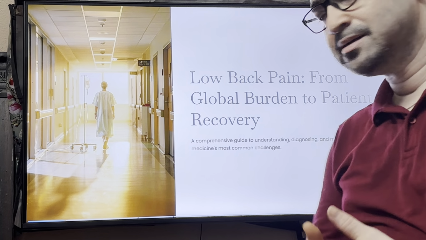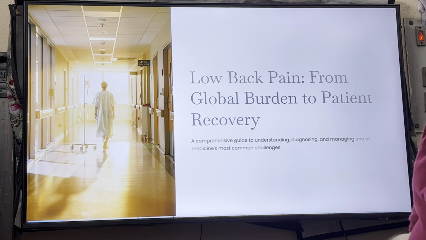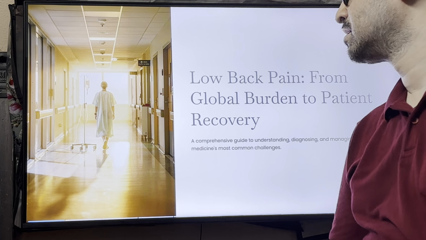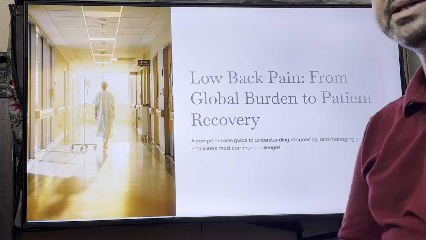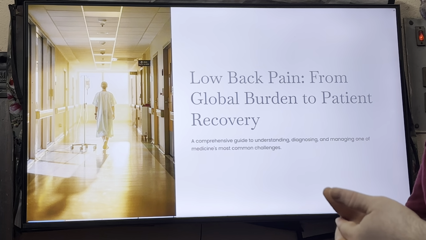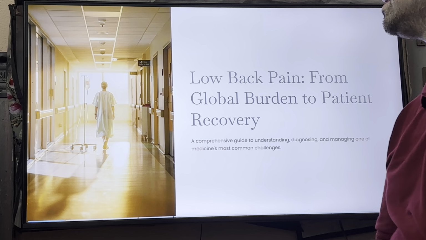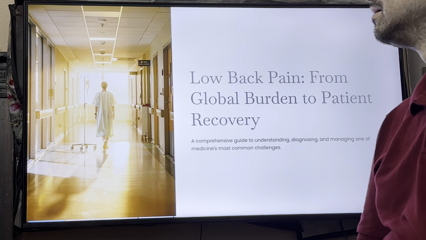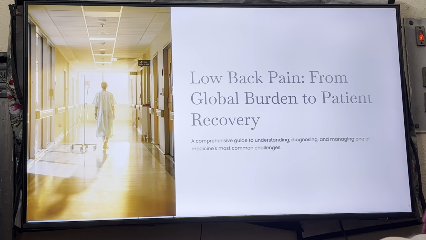As human beings, we walk on two legs. So the body weight is transmitted through the spine, through the vertebra, because of gravity. So you can say low back pain is an unavoidable side effect of human beings walking on two legs.